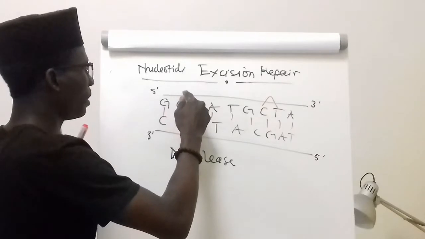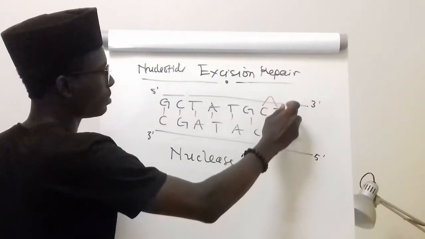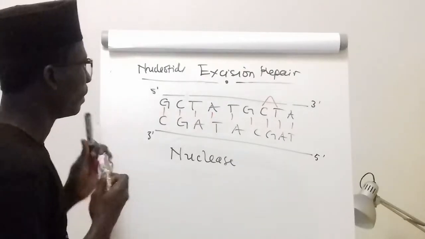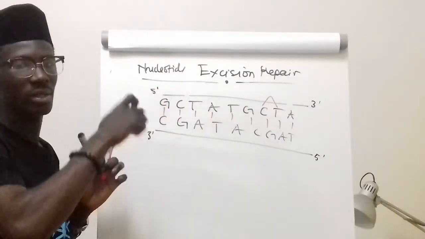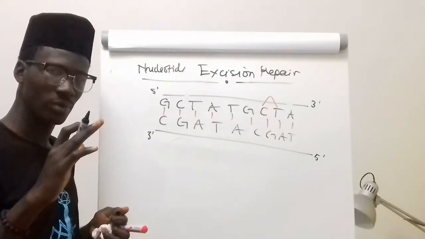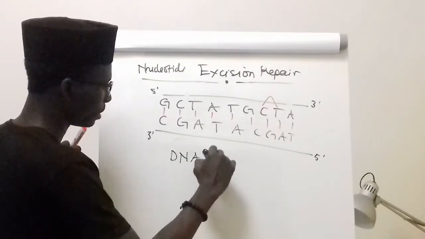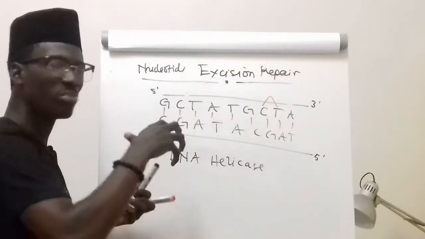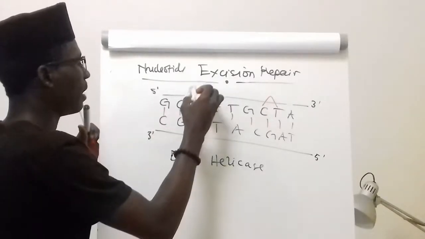So let's say from here, it breaks here. You see that? It has broken it. Then, after breaking this phosphodiester bond, we have to remove this, take it off. And we use an enzyme that we know very well, which is DNA helicase. DNA helicase helps to unzip, or let me say peel off. Yeah, I think that's the best word. It simply comes here and peels this off.